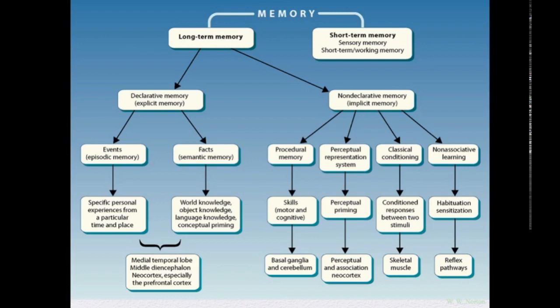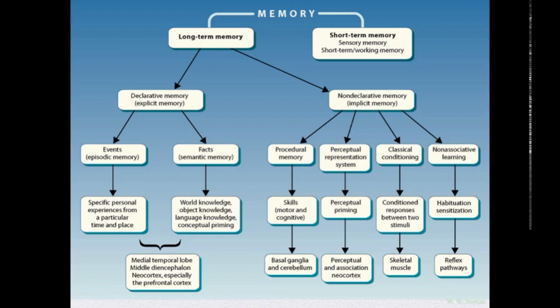So what is all this non-declarative memory about? Now, non-declarative memory is implicit memory. It is of four kinds. One is procedural memory. So it is largely motor and cognitive skills. For example, how do we know how to swim or how to ride a bike? Okay, so that is procedural memory.